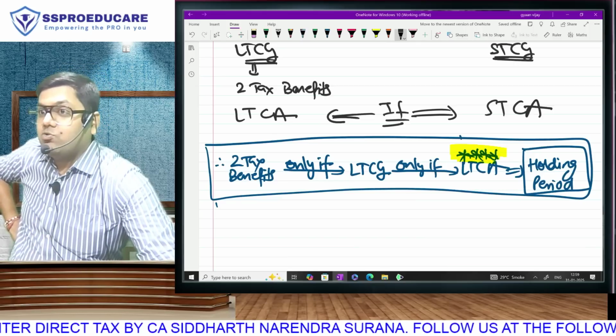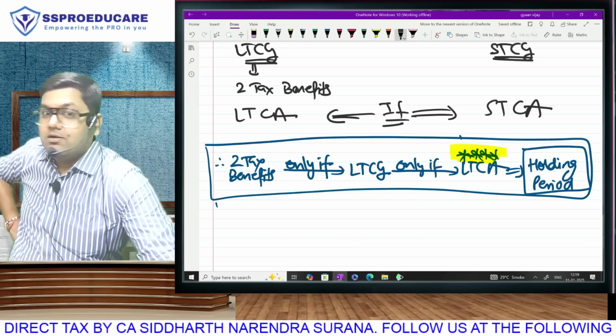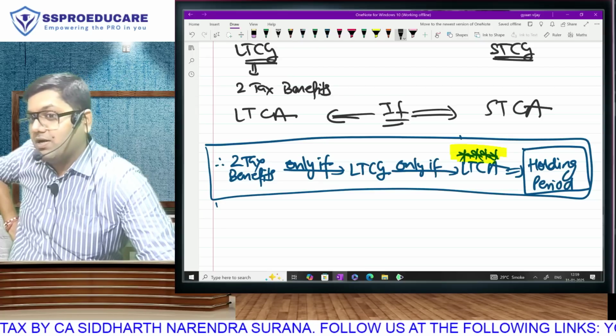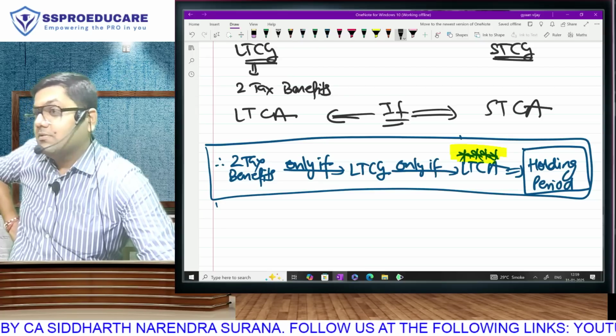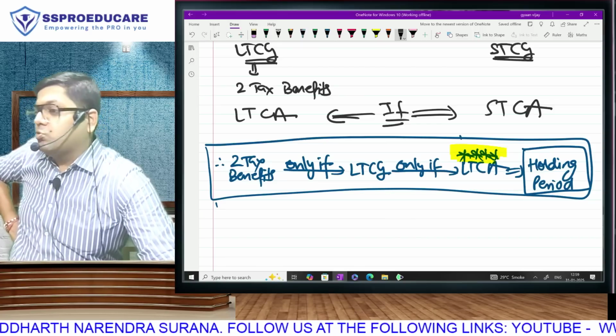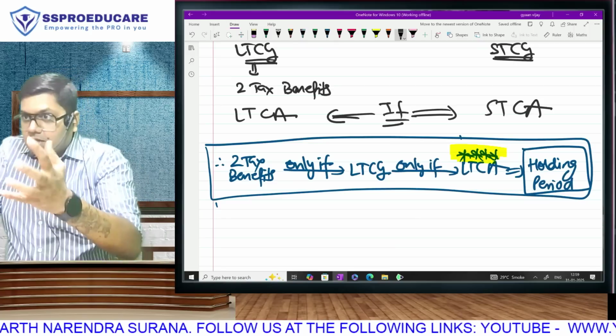Today I can say, tomorrow I can't. Today is 31st January, tomorrow is the budget. Today I can say with confidence, tomorrow I cannot. Long term capital gains bring two tax benefits, and for that the gain has to be long term.